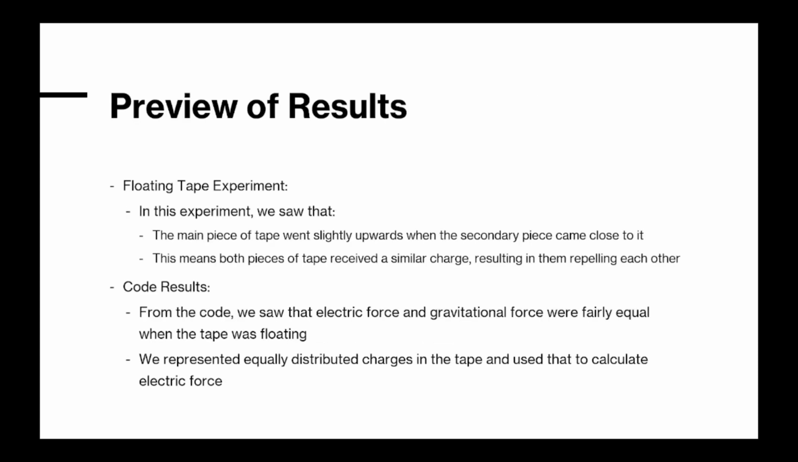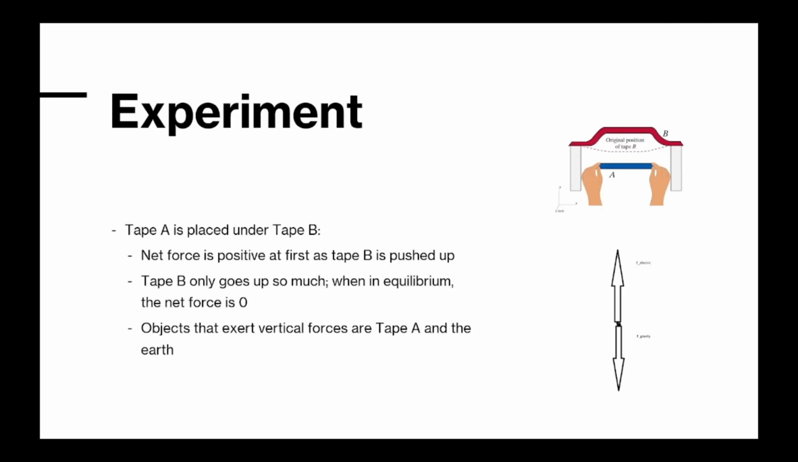So a preview of the results. The main piece of tape went slightly upwards in the original experiment when the secondary piece came close, and this means both pieces of tape received a similar charge, resulting in them repelling each other. And from the code, we saw that electric force and gravitational force were fairly equal when the tape was floating, as there was an equilibrium, and we represented equally distributed charges in the tape and used that to calculate electric force. So in the experiment, the net force is positive at first as tape B is pushed up, then it gets into equilibrium, so the net force is zero.